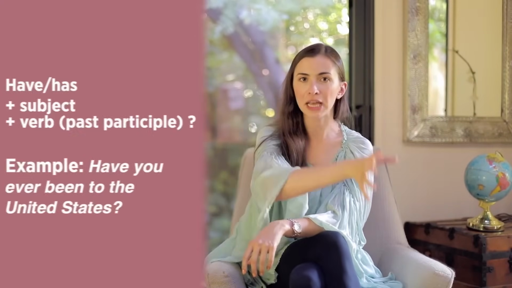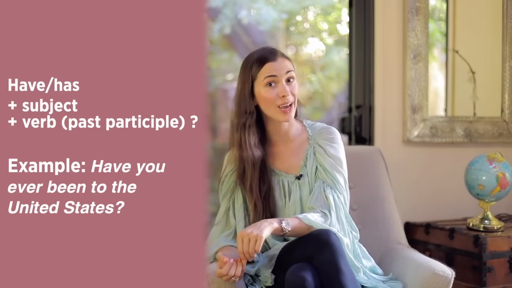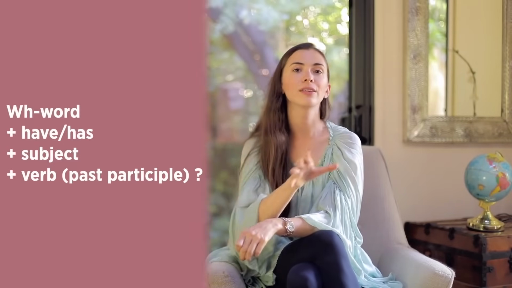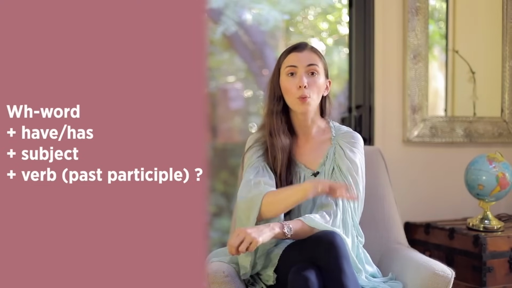When you're forming a question in present perfect, this "have" goes into the beginning of the sentence. Have you ever been to the United States? If you want to add a WH question, your WH word comes first. Who, what, when, whatever. What have you done today? This WH comes first, and then you have your "have" or "has," and then you have your verb. Or how many times have you been to the UK?